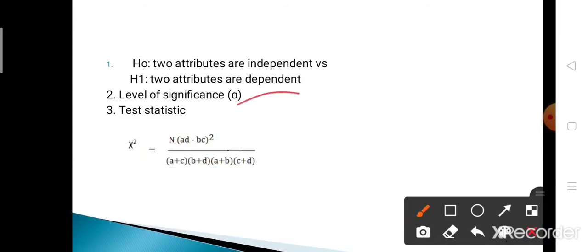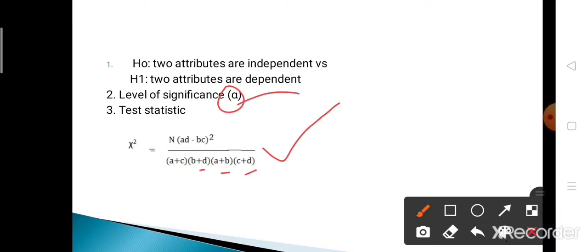The level of significance is denoted by alpha, and it may be fixed at 1%, 5% or 10%. And the test statistic formula for the test of independence of two attributes is chi-square equal to capital N into bracket (A into D minus B into C) square, whole divided by (A plus C)(B plus D)(A plus B)(C plus D).